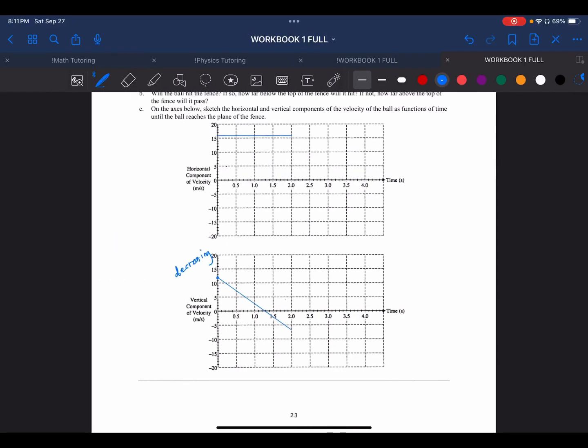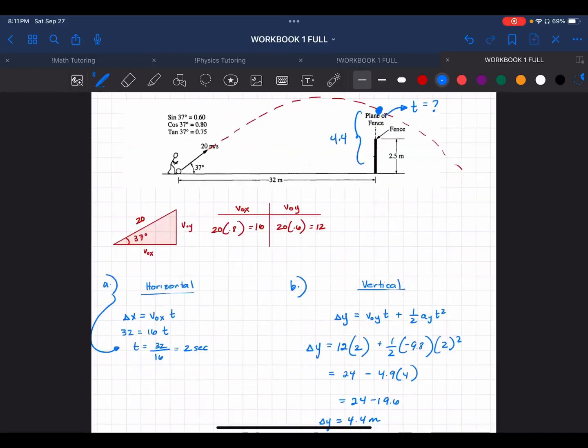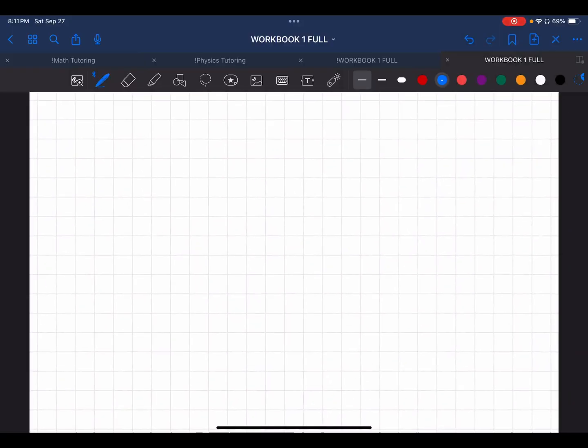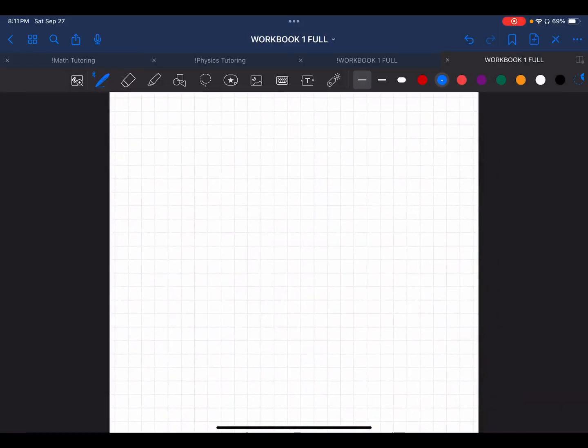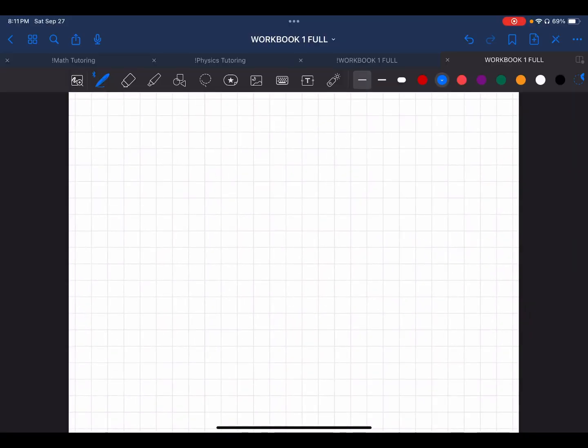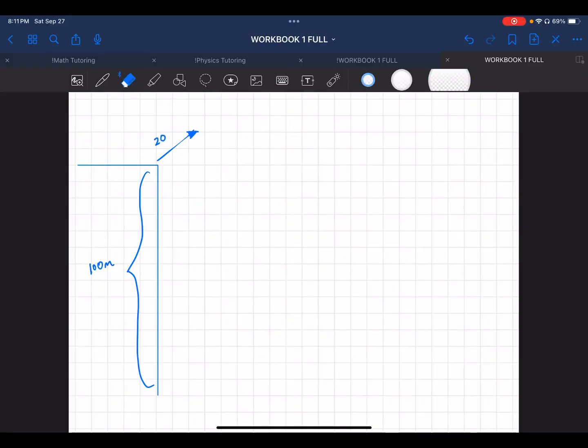Okay, let's do another one here. This is like the final boss of problems, well, not the final boss, whatever. But now I combine everything I just learned into this. Let's say I have a cliff, 100 meters high, and I kick it at, you know what, let's do 50 meters per second, at an angle of, let's do 30.